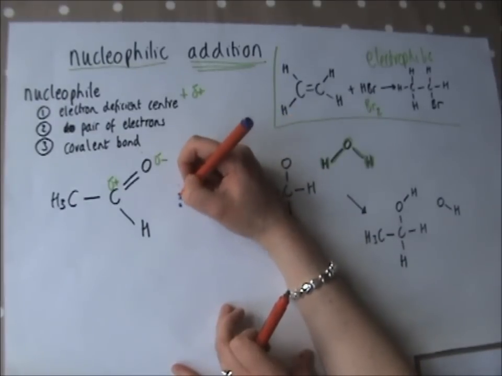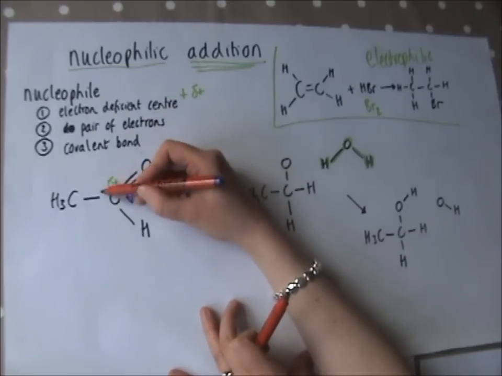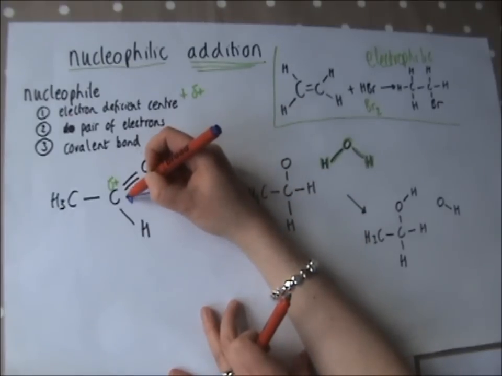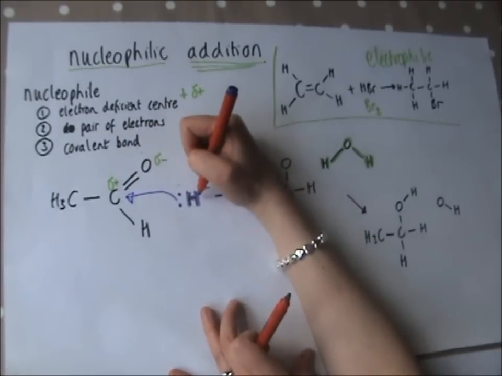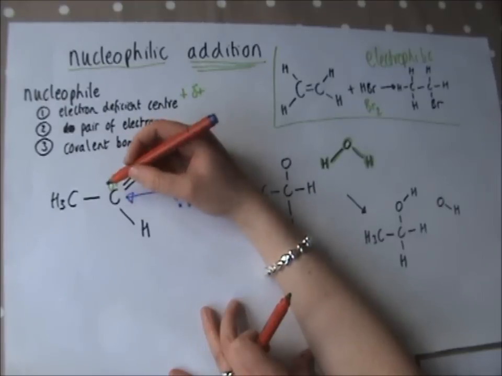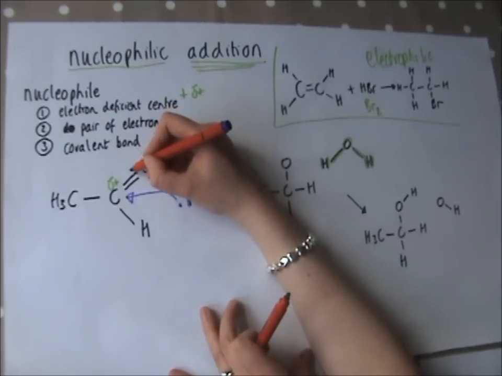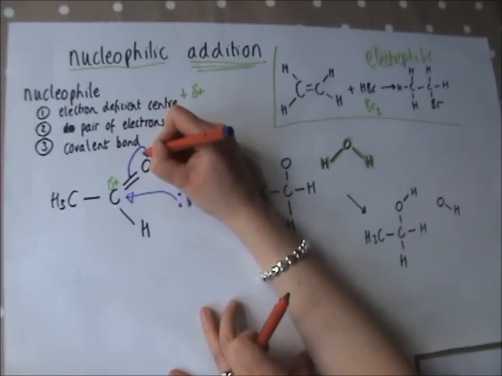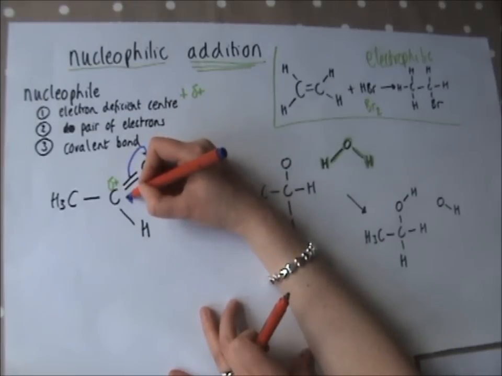Okay, so now we can put in the first step of our mechanism. So this pair of electrons is attracted towards the electron deficient center in this molecule, and they're going to head for that carbon. And that is going to form a bond between the hydrogen and the carbon. Now, if you just did that, you'd have a carbon with five bonds. So what's going to happen here is that the pair of electrons in this bond are going to drop themselves onto the oxygen there.